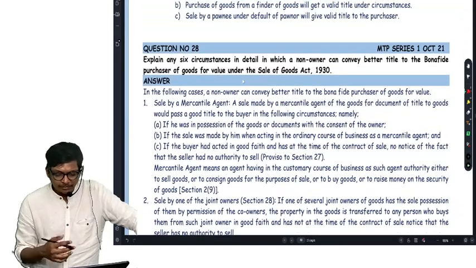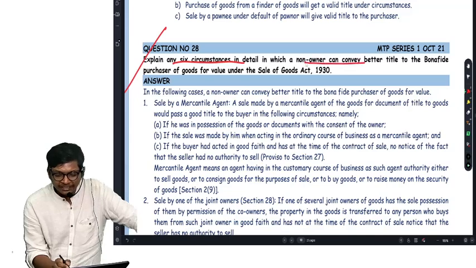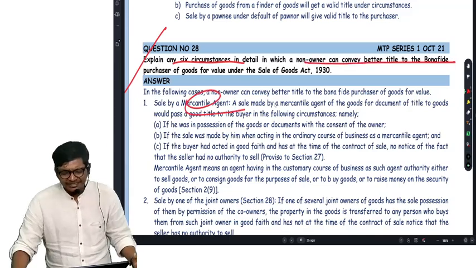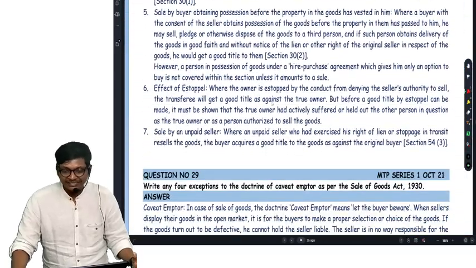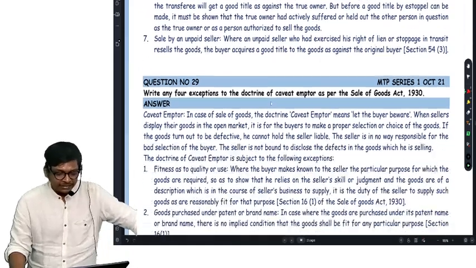Next, I think some direct questions. Explain any 6 circumstances in which a non-owner can convey a better title. These are the same points we just saw. They've asked this many times, guys. Direct question or case study. Initially they used to ask direct questions in 2018-19. Now they're asking a lot of case study questions.